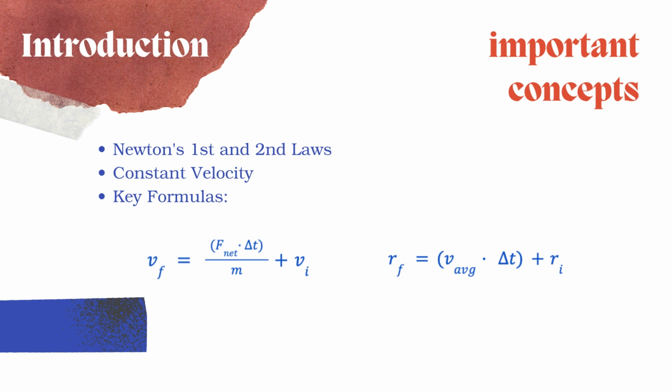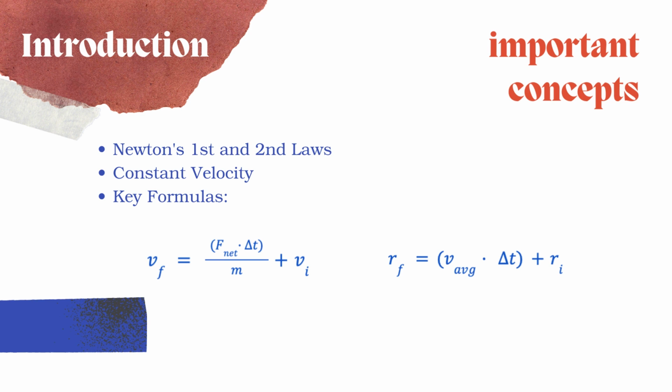This lab demonstrates Newton's first and second laws. Newton's first law states that an object will not change its motion unless a force acts on it. Hence, an object in motion will stay in motion, and an object at rest will stay at rest, unless an external force acts on it. And Newton's second law states that the force on an object is equal to its mass times its acceleration.